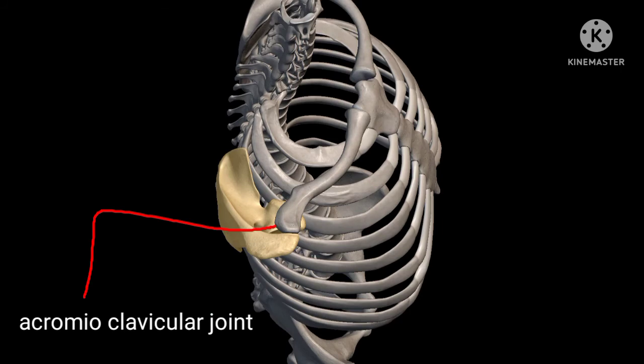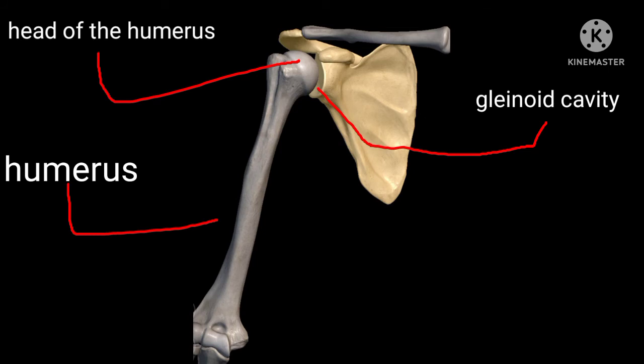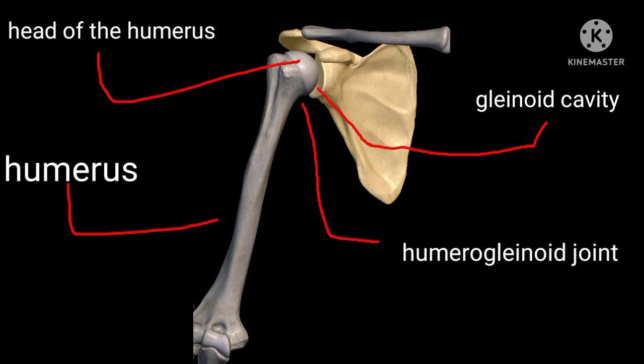Superior view of the acromioclavicular joint. The scapula has a cavity called the glenoid cavity, in which the head of the humerus, the upper arm bone, sits. It has a bowl-shaped head that articulates with the glenoid cavity, hence it forms the glenohumeral joint, or the shoulder joint. Now you understand that the shoulder region has two joints. One is the acromioclavicular joint and the other is the glenohumeral joint.